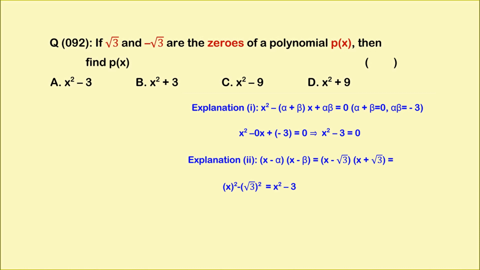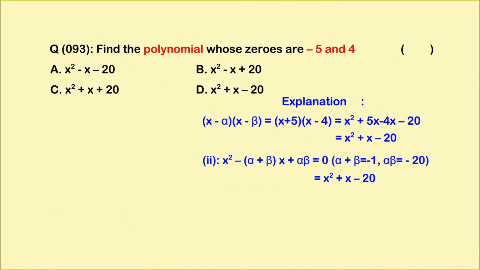The second method is x minus alpha into x minus beta, that is x minus root 3 into x plus root 3. It is in the form of a minus b into a plus b. So a minus b into a plus b is nothing but a square minus b square. So we'll get x square minus root 3 whole square. Root 3 square cancelled. So x square minus 3 is the given expression. So the right answer is A.